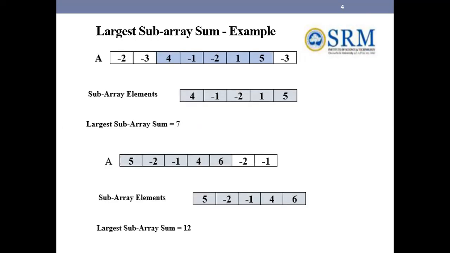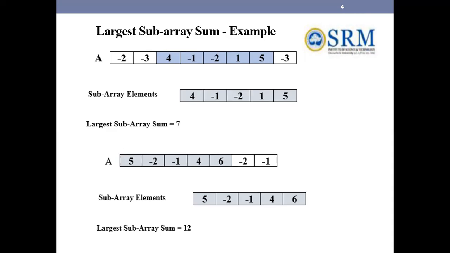And we will see 2 more examples. First example: take the subarray 4, minus 1, minus 2, 1 and 5. Add these values: 6 plus 4, 10, 10 minus 3, 7. 7 is the largest sum of subarray. If you take any other subarray from the given array, the sum of elements in the subarray is lesser than the value 7. So this subarray gives the maximum value compared to other subarrays. That is called the largest subarray sum.